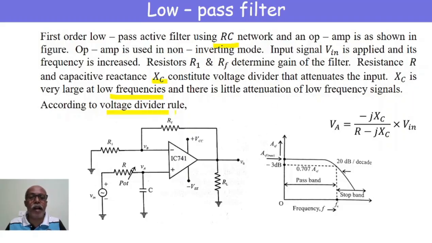So according to the voltage divider rule, VA equals minus jXc divided by R minus jXc into Vin. The potential at junction A is given by this expression. And this represents the circuit diagram of the low pass filter consisting of passive elements, and this is the frequency response of the low pass filter.